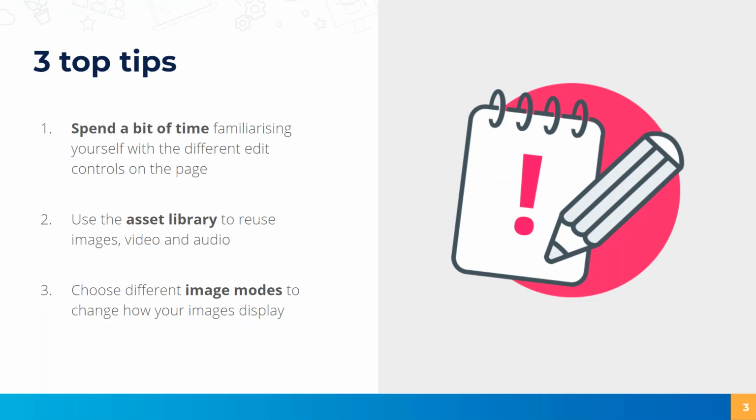So to close, I want to leave you with 3 top tips. Firstly, spend some time familiarising yourself with the different edit controls on the page, whether they're for text or for images, and always keep an eye out for the little pencil icon which will tell you what you can control. Secondly, it's a great idea to use the asset library to reuse images, video and audio from other projects to make sure that you're being efficient. Finally, you can choose different image modes to change how your images display on screen and make sure that it's looking just the way you want it to.